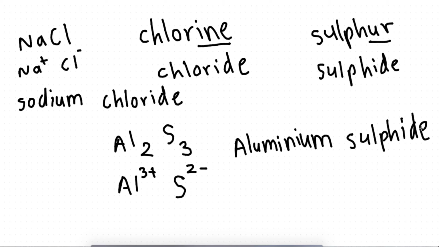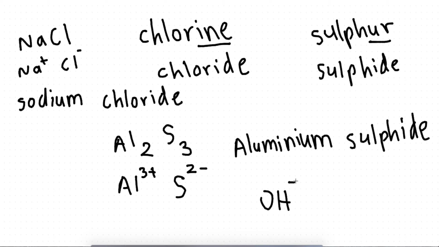Let me just give you some negative names. Nitride, oxide, fluoride, and then phosphide for phosphorus, sulfide for sulfur, chloride for chlorine, bromide, iodide. What else? That's about it. Hydroxide. Hydroxide is OH-.